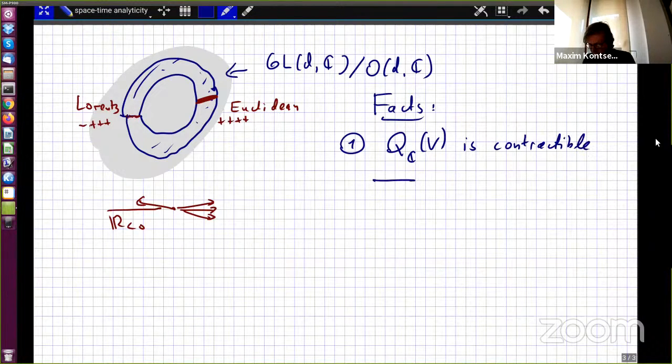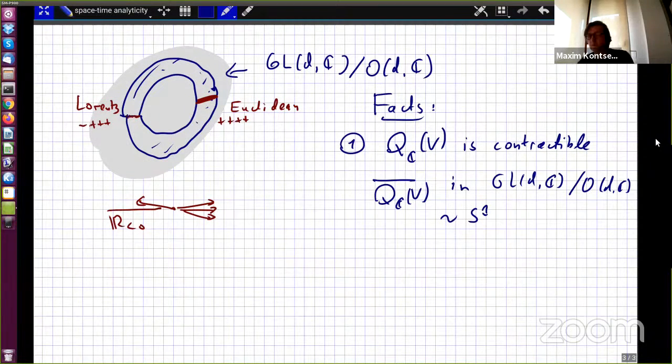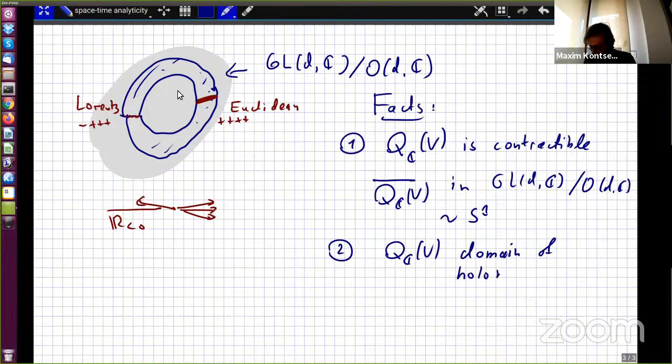But if we consider its closure in GL(d,C) divided by O(d,C), it's homotopy equivalent to a circle, roughly this picture which I draw. The second property is that this domain is a domain of holomorphy. And at the very end of the talk, you'll see it plays a certain role.